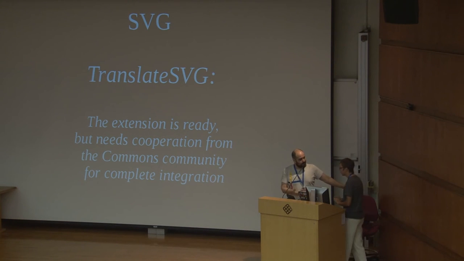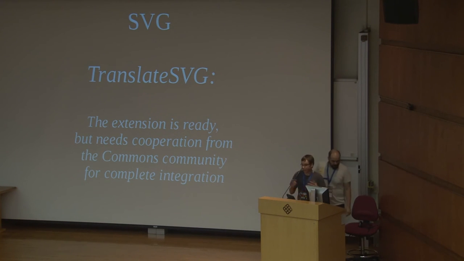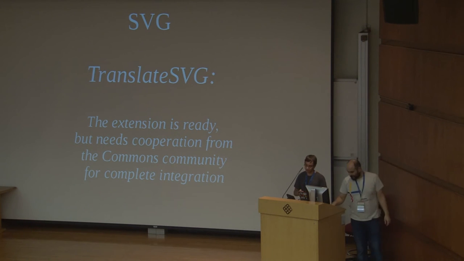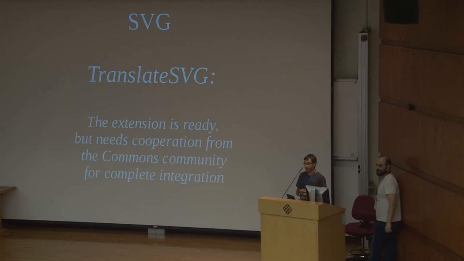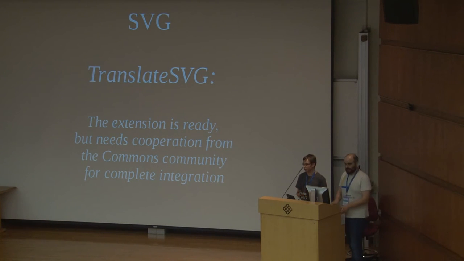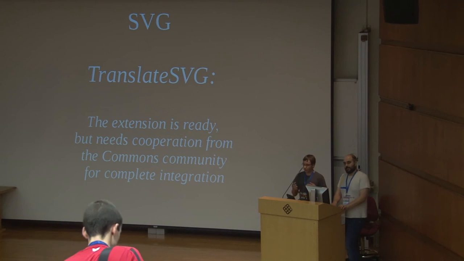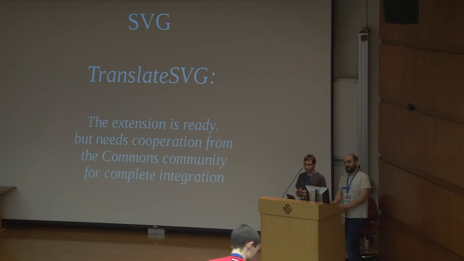Translate SVG? Yeah, some quick words. Translate SVG is an extension, built on top of the Translate extension, which allows you to translate SVG files. It was done as a summer code project last year by iBird. It's not completely ready, but it would be nice if the Commons people would decide, like the technical translate, that if they want to use it, they request it, so that we can get the flow, so that we can fix it up and deploy it.